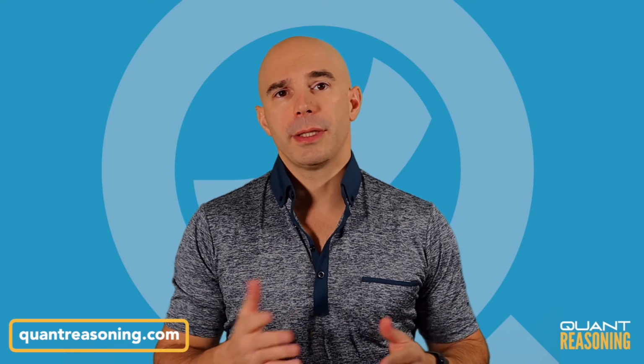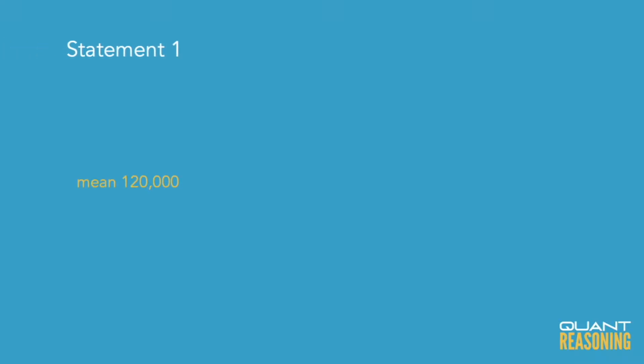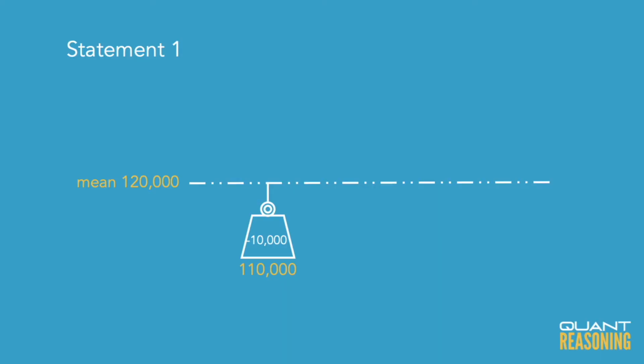Now, we're already told in the free info that the mean of the three numbers is 120,000. We're interested in the median. And statement 1 tells us that one of the three numbers was 110,000. So I have the 110,000. I know that the mean is 120,000, but there's still two missing numbers. What could those two missing numbers be if we know that 120,000 is that magical point from which the deviations below and above cancel out?